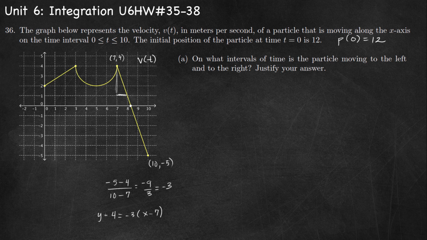So I can add 4 over to the other side. I get y equals, let me go ahead and distribute this as well. So I get -3x, and then plus 21 plus 4 is plus 25. Where does this equal 0? -3x plus 25. So that's going to equal 0 when x is 25 thirds, or 8.3 repeating.